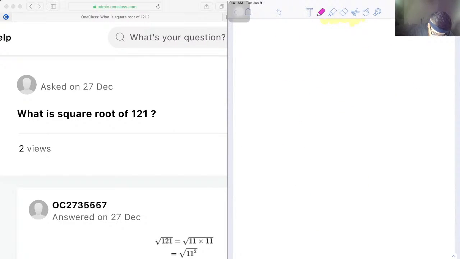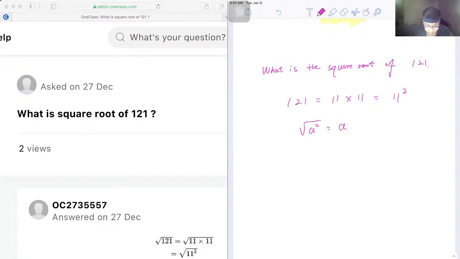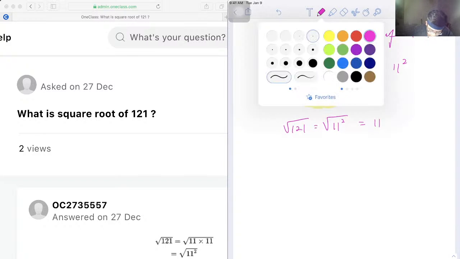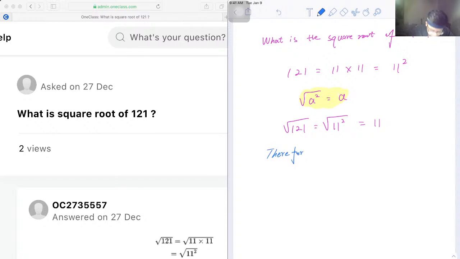Next we have, what is the square root of 121? And still, the first step, we need to factor this. So 121 is equal to 11 times 11, which can also be written as 11 squared. And recall that the square root of anything square will just be equal to the number itself. So therefore, root 121 is equal to root 11 squared. And by using this property, we will have 11 as our answer. Okay, and now we just need to write the conclusion. So therefore, the square root of 121 is 11.